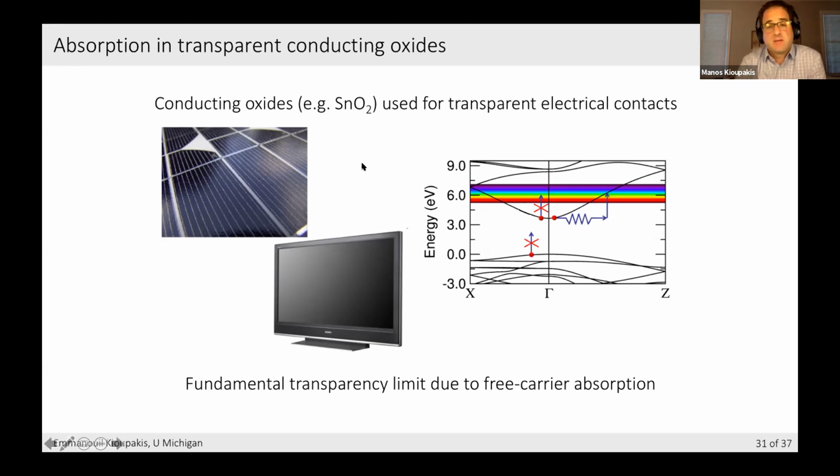These are oxides that are semiconducting, they can be doped and give you free carriers. So the conductivity is not coming from valence electrons, it's coming from the doped electrons. And because the band gap is so wide, you don't get absorption. However, those free electrons, in principle, can still absorb a photon through the assistance of a phonon, and that can be a source of loss. In fact, it's a fundamental transparency limit in materials that are used for these applications.